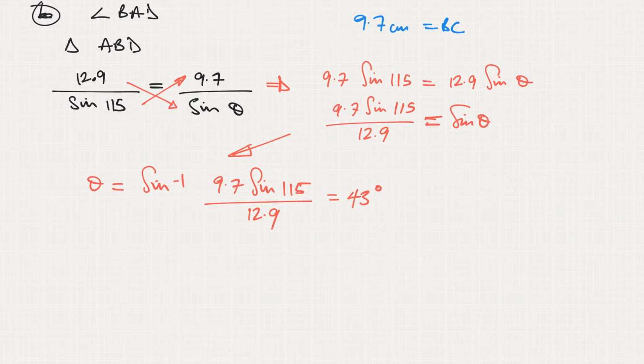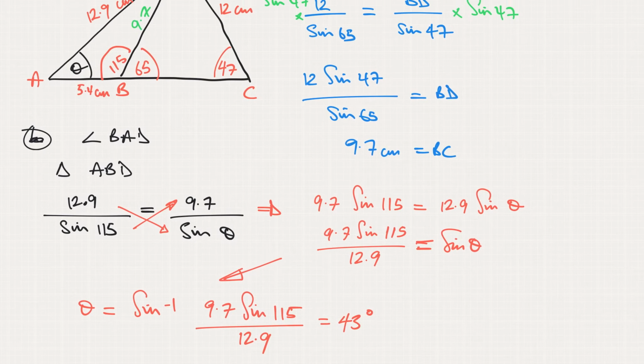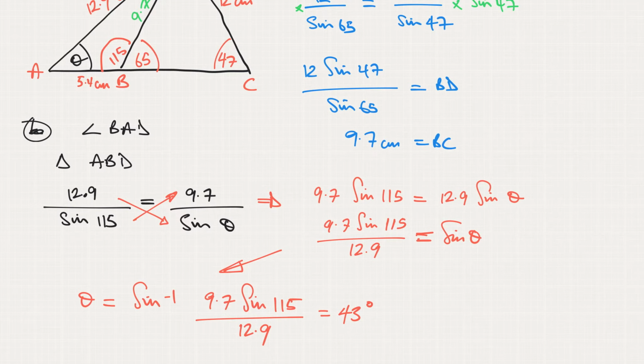And that is our answer, because they've asked us in this particular question to go ahead and work out this angle BAD, so the angle at A, BAD, that's the angle, and that angle is 43 degrees. The last part of the question is calculate the length AC.